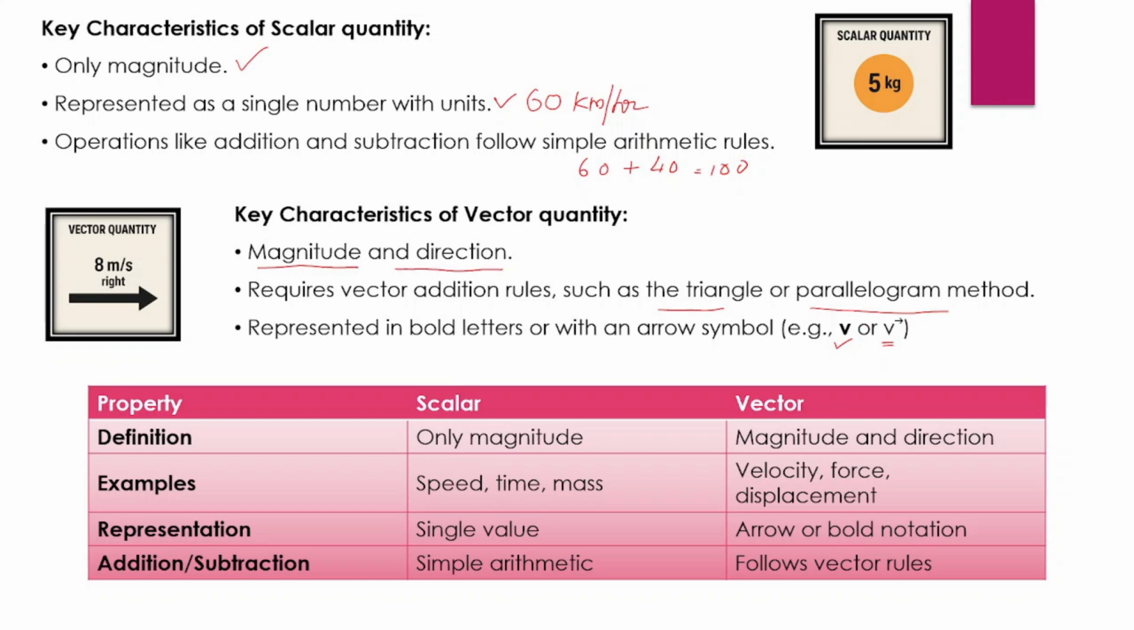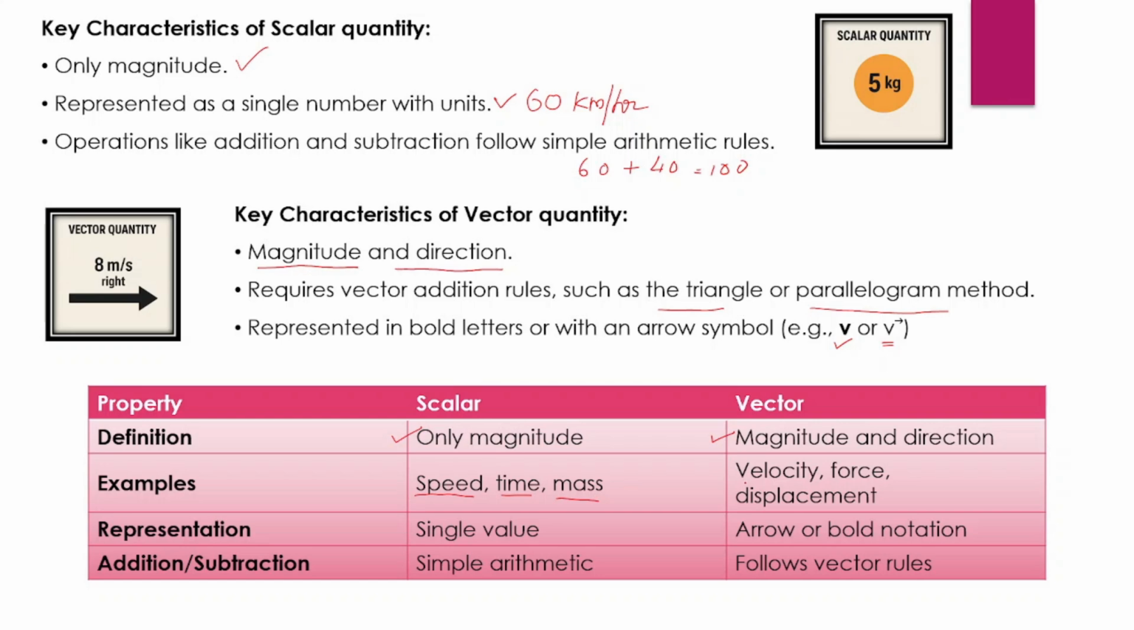Hope it is clear. Now we will see the main differences between scalar and vector quantity. Definition of scalar quantity: it has only magnitude but no direction. But a vector quantity has both magnitude and direction. Examples: speed, time, mass, etc.